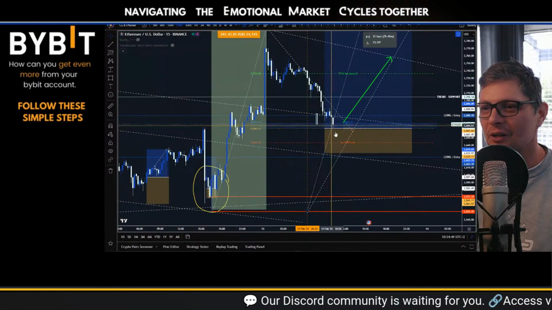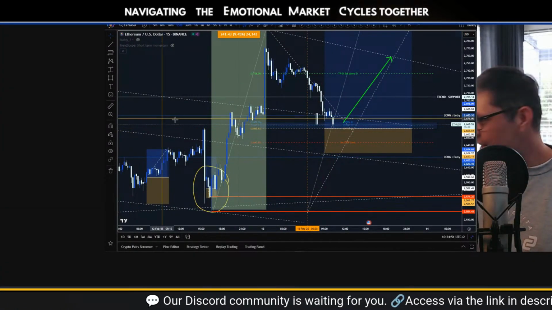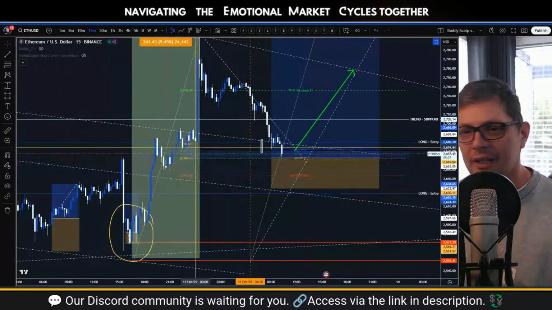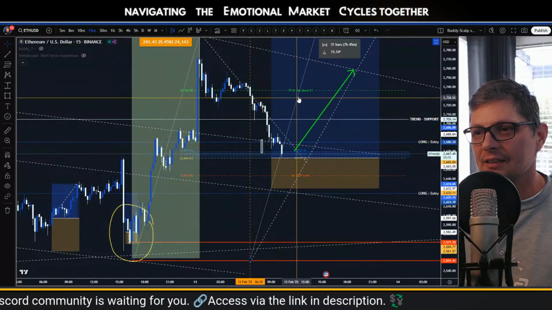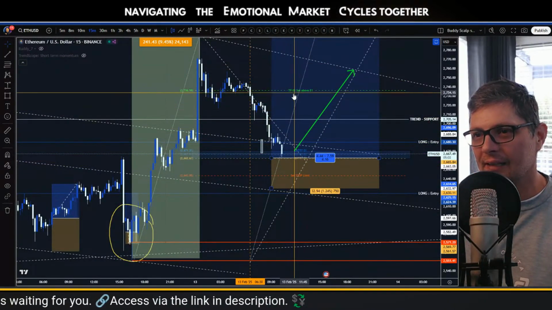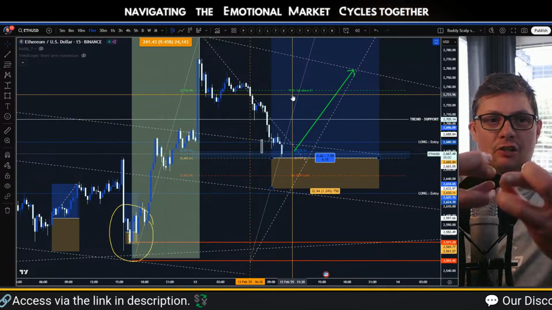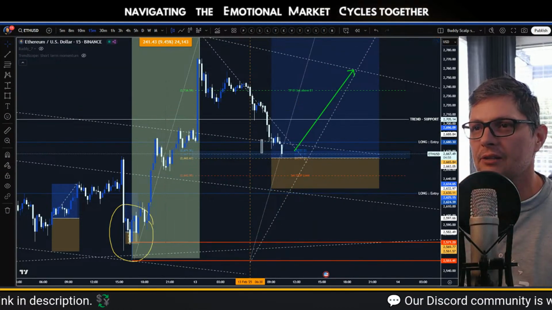Okay. So I'm looking for this long. I think the entry triggered. Yes, the entry triggered. And hopefully ETH is going to adhere to this momentum and give me my TP at 2.7. So fingers crossed. And I'm back to the Discord now.